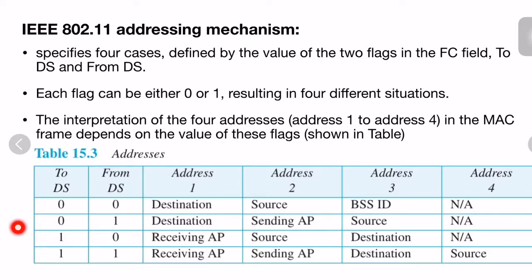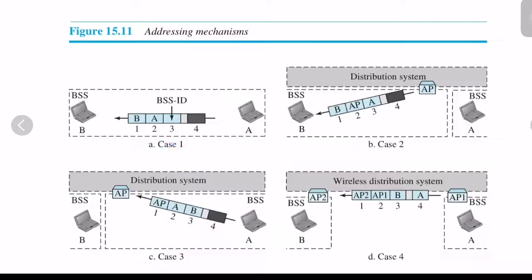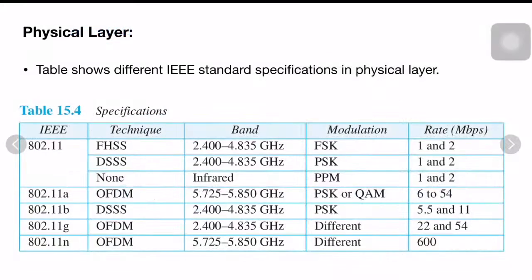10 and 11, it is explained in this slide. You can go through that. There is an example that is shown as 4 cases: case 1, case 2, case 3 and case 4. You can go through that. Next comes the different IEEE standard specifications in physical layer. How IEEE standard specified the different protocols in physical layer. This column shows the IEEE standardization version, and this is the technique used, and next is the band range and the modulation technique used, and at last the rate of transmission.